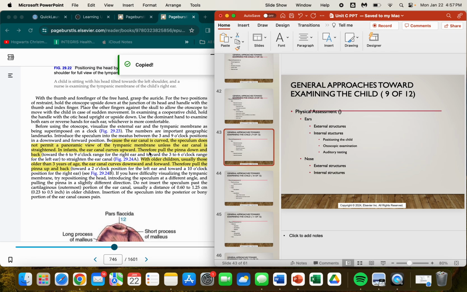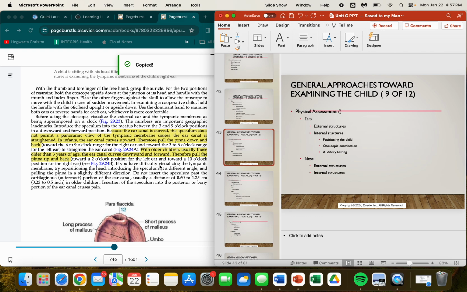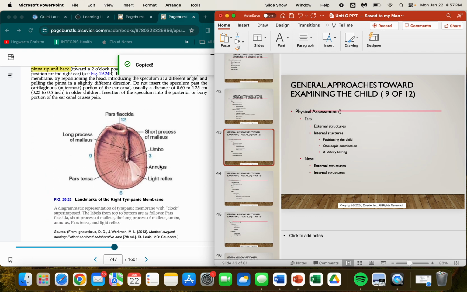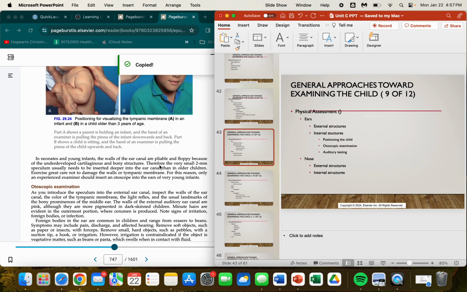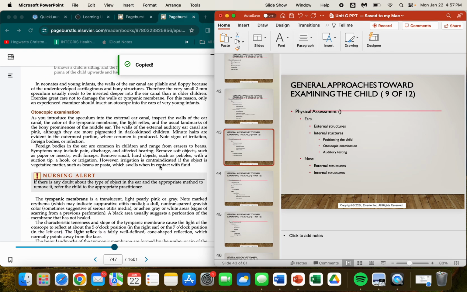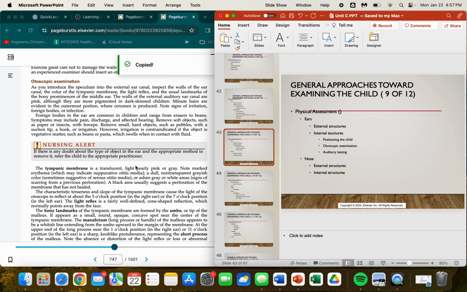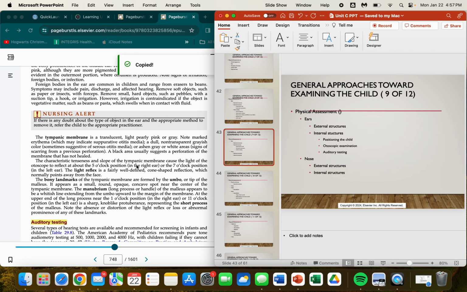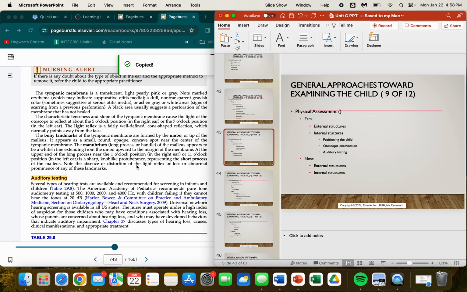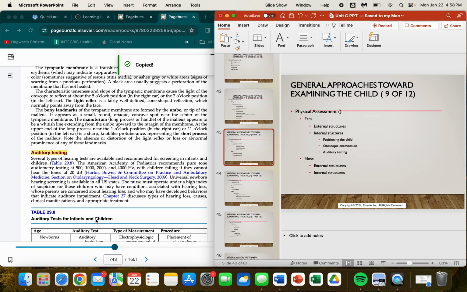So usually in babies, it's down and back. In older kids, it's up and back. That's one of the more important pieces to note in an ear assessment. And then obviously, when we talk about children, a lot of times kids, like this book talks about, put things in their ears. We obviously want to perform education, and removal of those things should be done by the physician. And then again, with health promotion, auditory testing should be completed on kids.